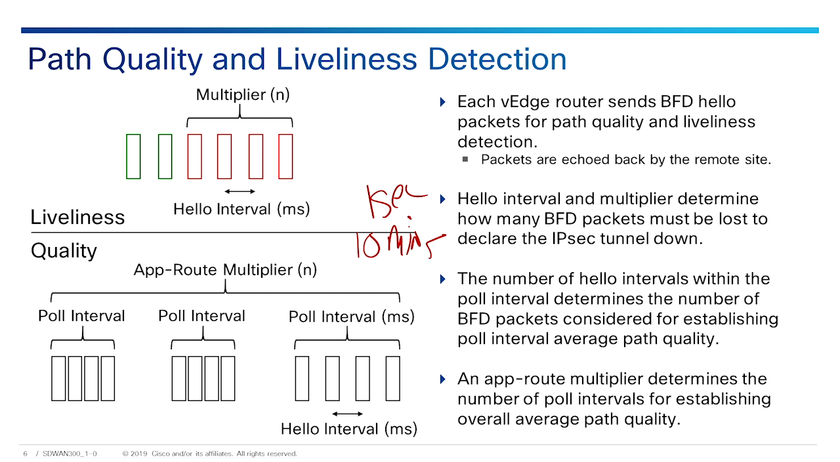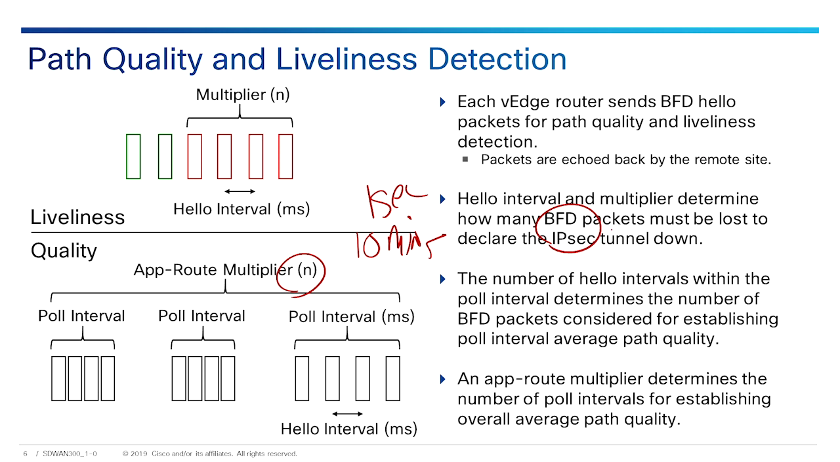60 times 10. The preceding process is going to be done some number of times. That's that multiplier. All right? And average path quality will be established, and routing decisions are going to be made on this average path quality measurement. And then we retain the previous 6 poll interval calculations. So basically, each vEdge router is going to send a BFD hello packet. BFD stands for Bidirectional Forwarding Detection.